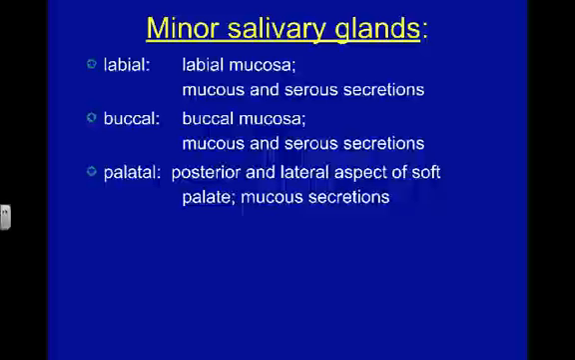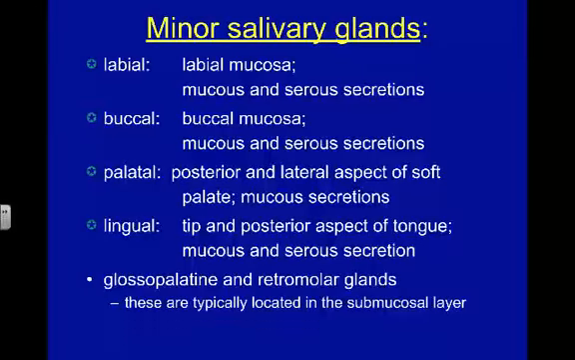Also that we have minor glands for a lot of reasons. We have the labial glands. Those are both mucus and serous. That makes sense. Buccal, again, mucus and serous. Again, that also makes sense because we want to prepare the food for deglutition. We also want the serous secretion so that we can also clean the oral cavity, we can wash, we can control pH when we get to saliva.